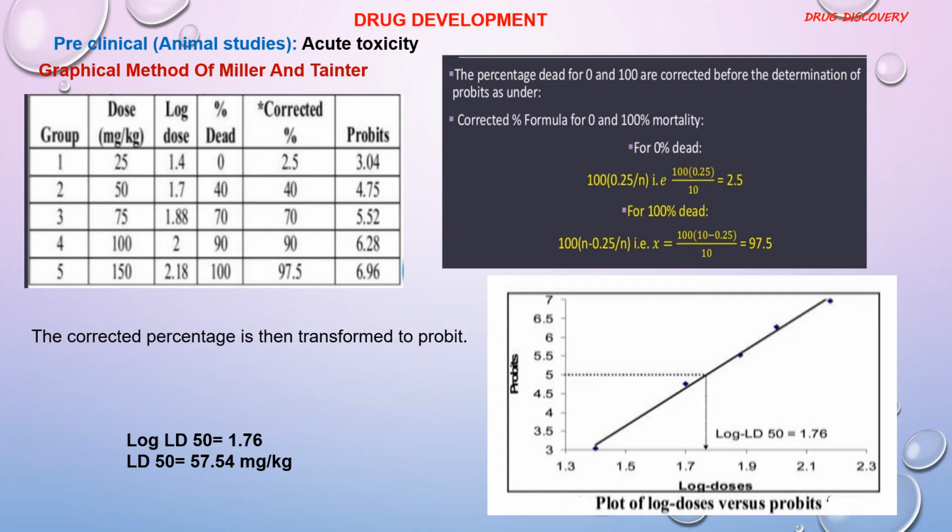From the table, the LD50 value is estimated. For example, here the log LD50 value is 1.76. Antilog of 1.76 is 57.54 mg per kg of mass.